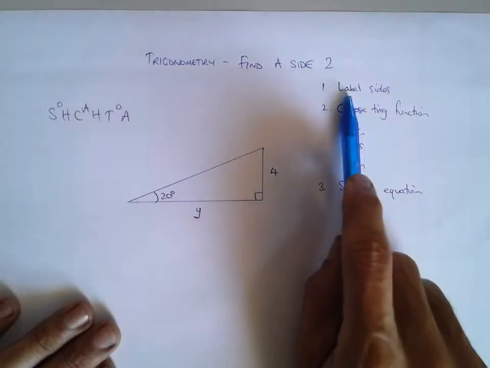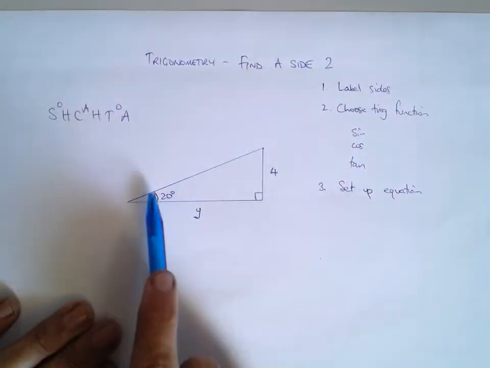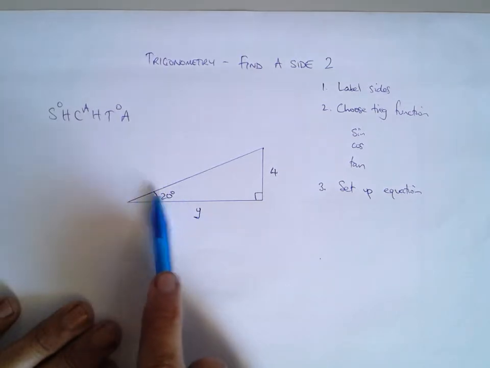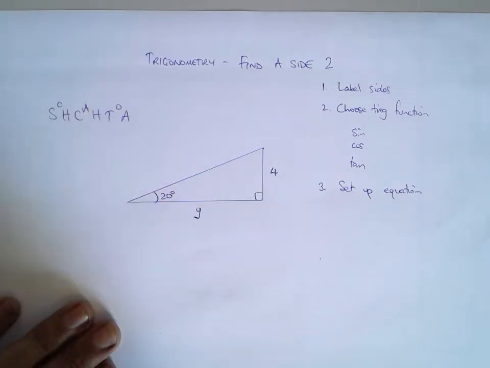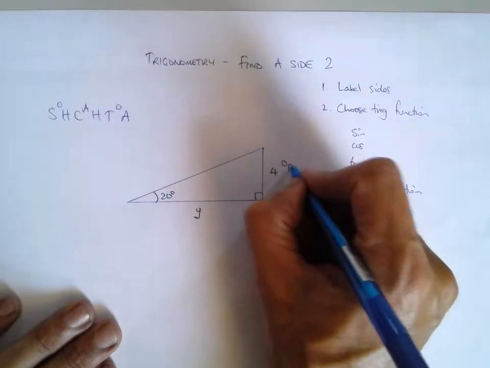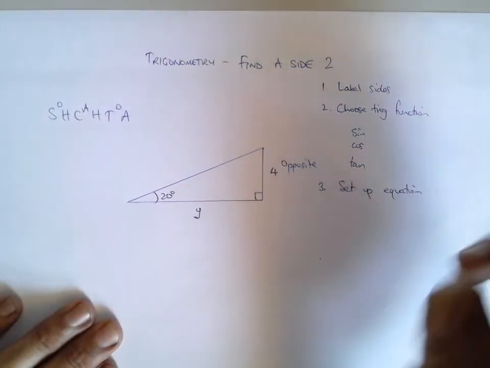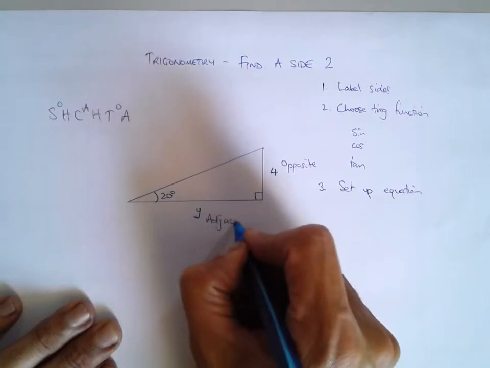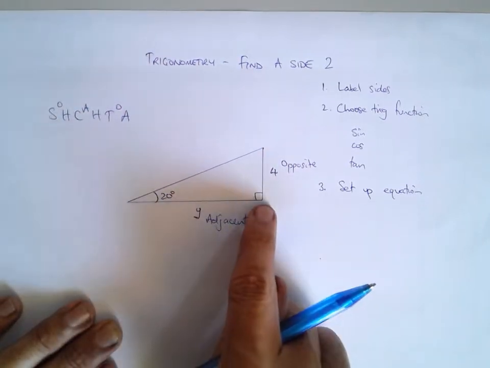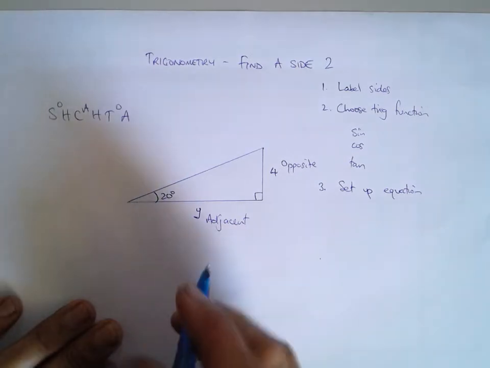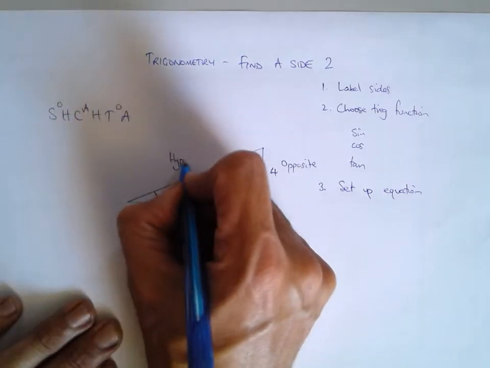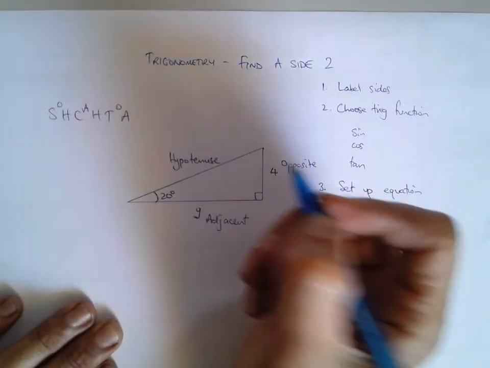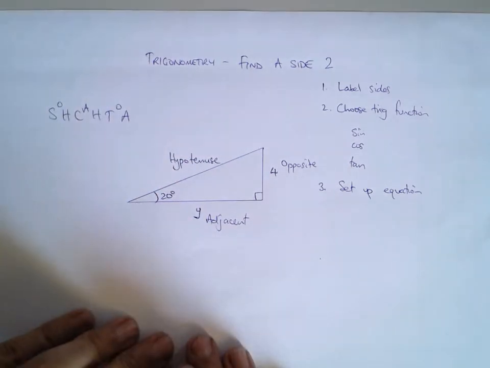I'm going to label the sides first. The first side we're going to label, opposite that angle, is the opposite. Adjacent to the angle, the adjacent, and opposite the right angle, the longest side of the triangle, is the hypotenuse. So there's our sides labelled.